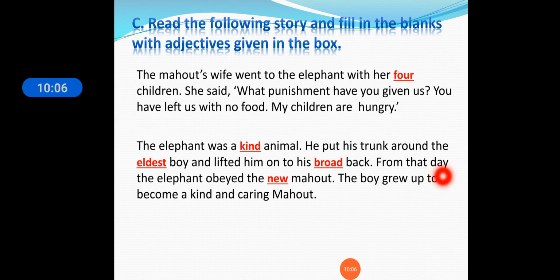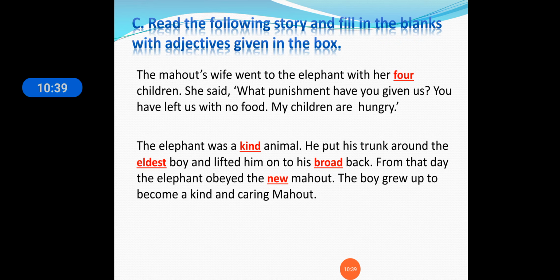From that day the elephant obeyed the new mahout. So, from that day what was the elephant doing? He obeyed all the things of the new mahout. Okay. So, here new is the adjective. Mahout will be new because the old one was ill, so the new mahout came. The boy grew up to become a kind and caring mahout. So, the boy grew up and became a kind and caring mahout. So, he was a very caring mahout. Okay, he was very caring for the elephant.